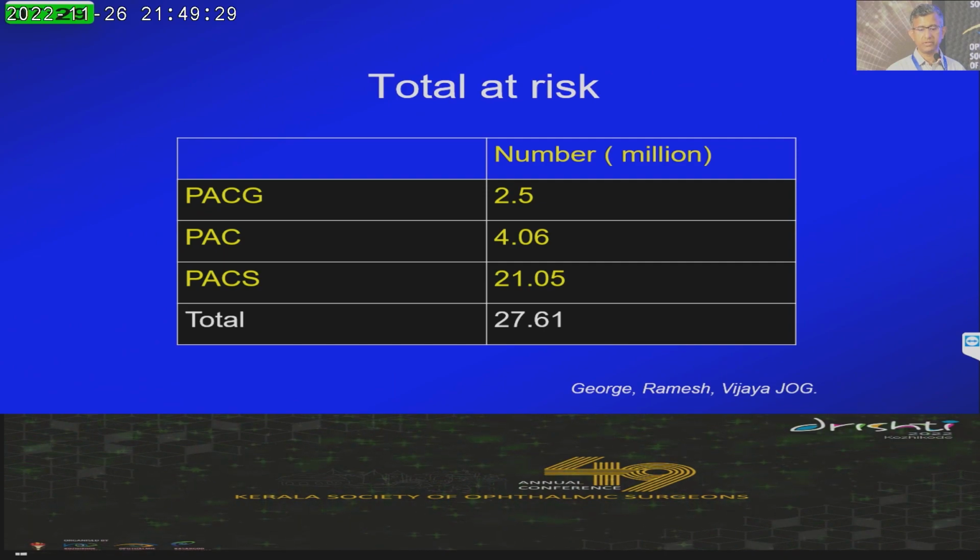And the total number at risk of all this is about 28 million people. And these were the figures that we calculated for about 2010. Today the number is probably closer to 40 million people.